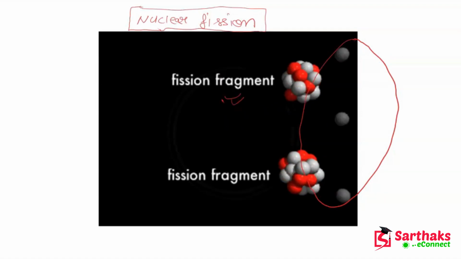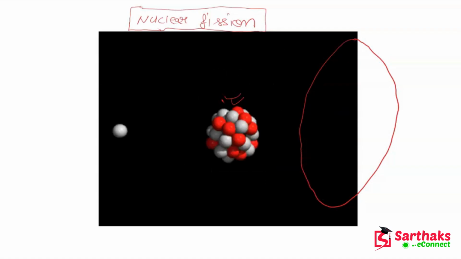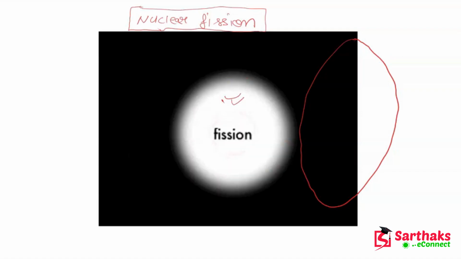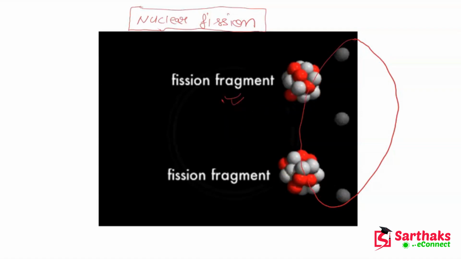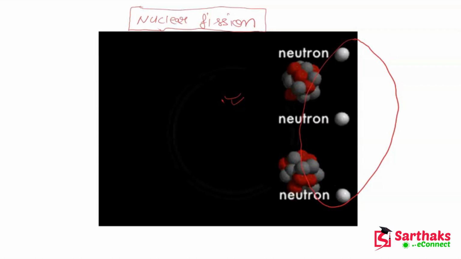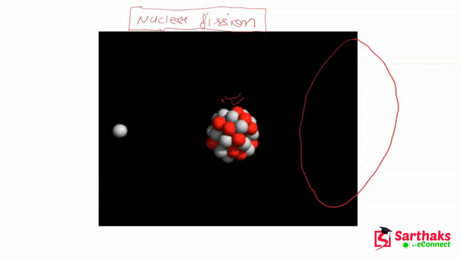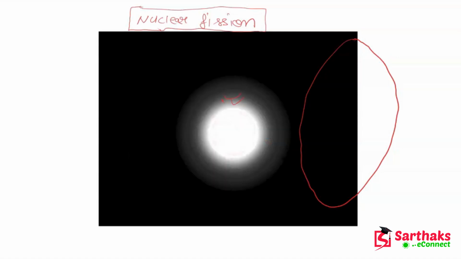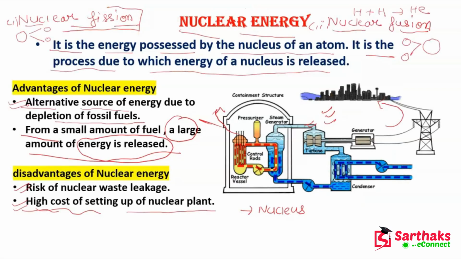It will again strike other nuclei and split them. So each time they collide with other nuclei, lots of energy is released. So that's why it becomes an uncontrollable reaction. To control this, we use these control rods. Basically, these control rods absorb the extra neutrons, and this reaction becomes controllable.